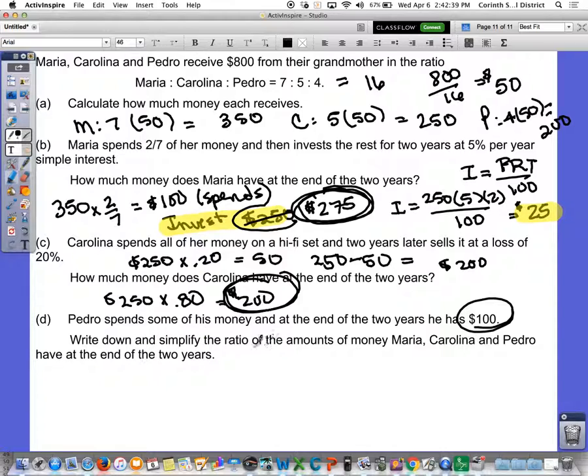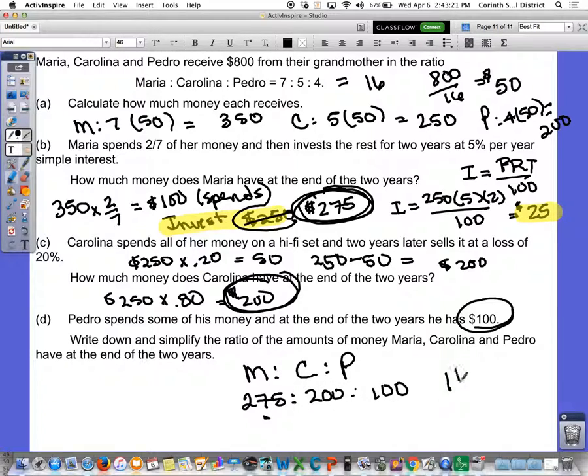Write down and simplify the ratio of the amounts of money Maria, Carolina, and Pedro have at the end of 2 years. So I've got Maria, Carolina, and Pedro. Maria has $275. Carolina has $200. And Pedro has $100. So when they want you to simplify the ratio, you have to find the greatest common factor. So the greatest common factor here would be $25. So you're going to divide by 25 each time. It's just simplifying a fraction.